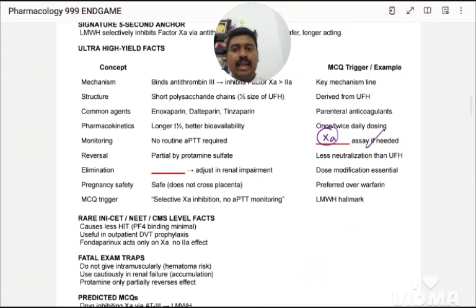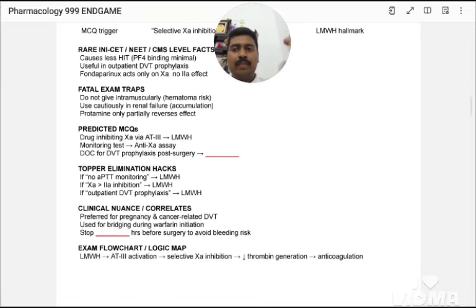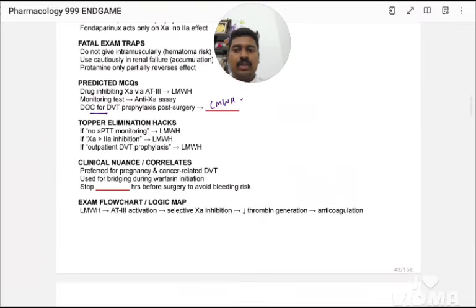Okay, next, elimination is by kidney. That's why whenever there is renal impairment, especially in CKD or AKI, we have to lower the dose of LMWH. Next, drug of choice for DVT prophylaxis post surgery is LMWH. Okay, next, stop dash hours before surgery to avoid bleeding risk. We stop this 24 hours before surgery.